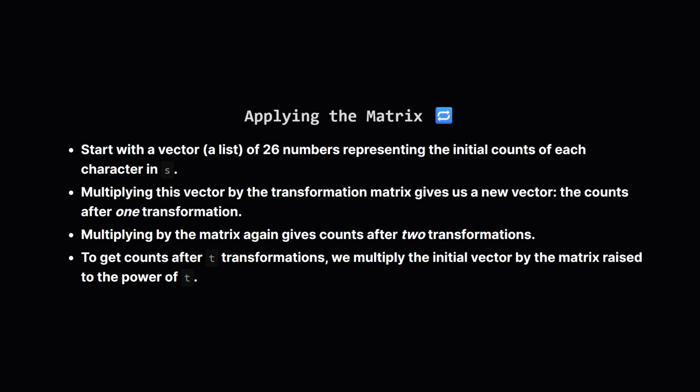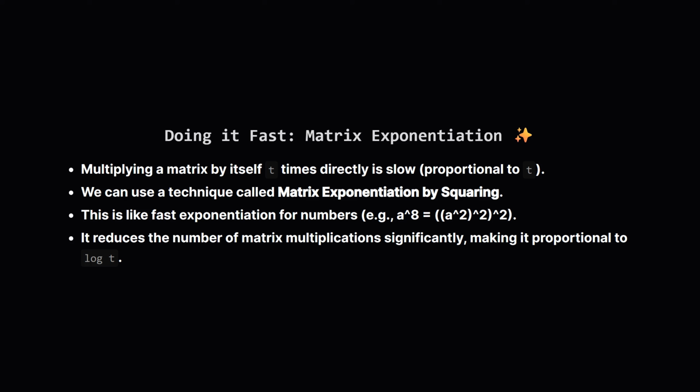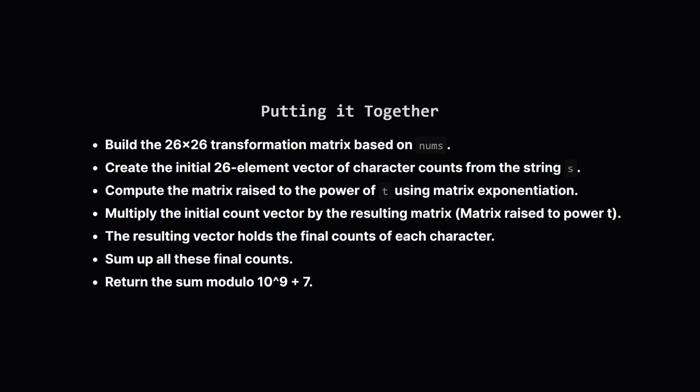This idea of tracking counts and seeing how a transformation changes those counts sounds like something we can model with a mathematical tool called a matrix. We can represent the counts of the 26 lowercase letters as a vector of 26 numbers. Then, we can create a 26 by 26 grid, our transformation matrix.